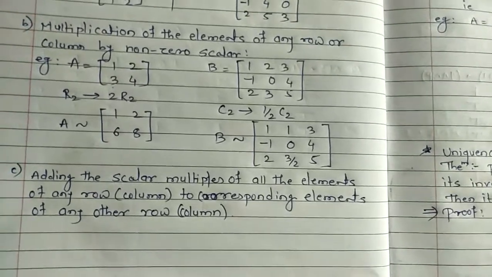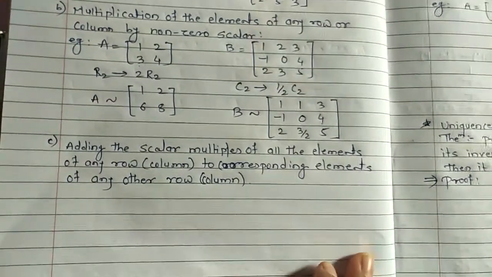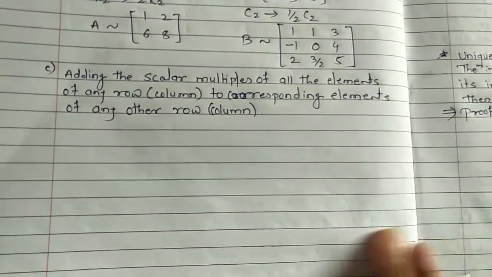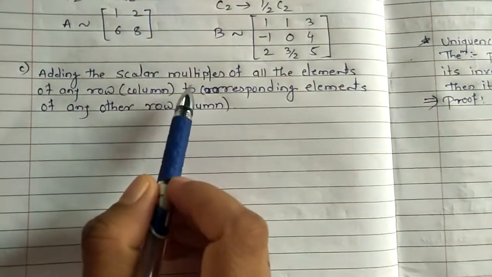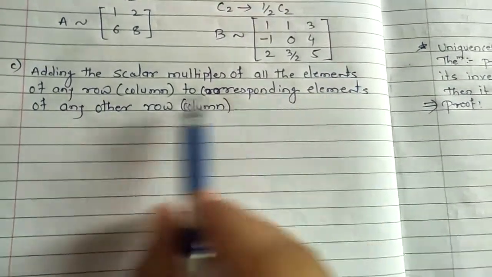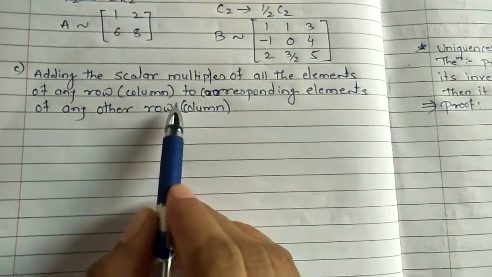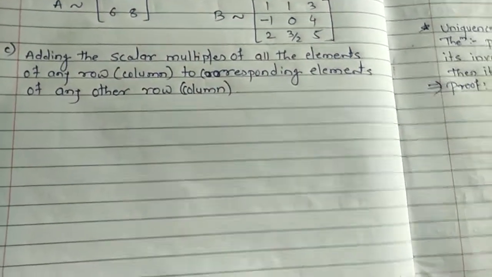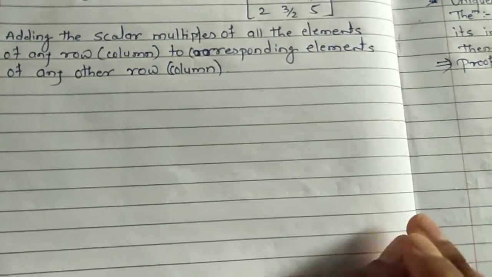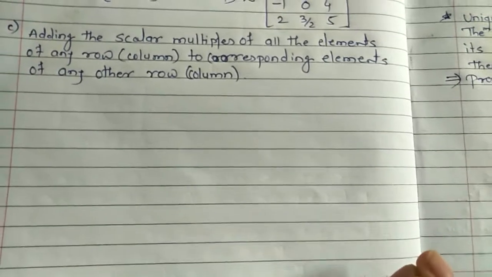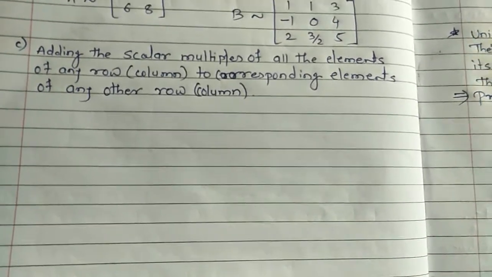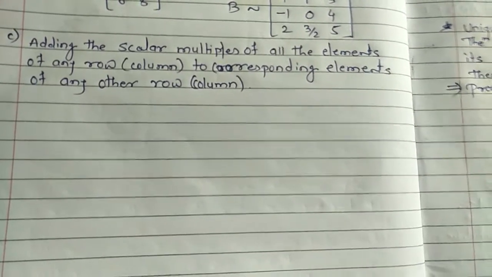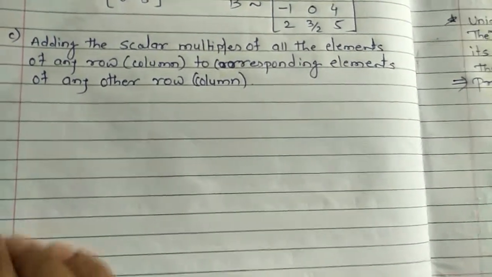We can multiply the elements of any row or column by a non-zero scalar. The last operation is adding a scalar multiple of all the elements of any row or column to the corresponding elements of another row. That means कोणत्याही एका रोच्या प्रत्येक एलिमेंटला तुम्ही एका स्केलरनी मल्टिप्लाय करून तो रो तुम्ही दुसऱ्या रोच्या करस्पॉन्डिंग एलिमेंट्स बरोबर ॲड किंवा सबस्ट्रॅक्ट करू शकता.